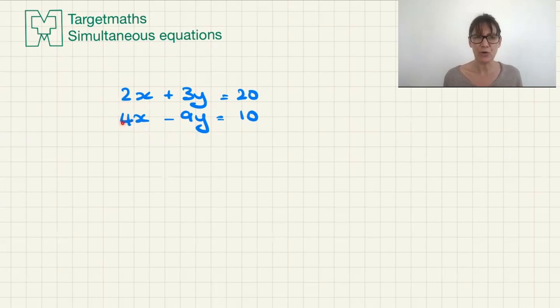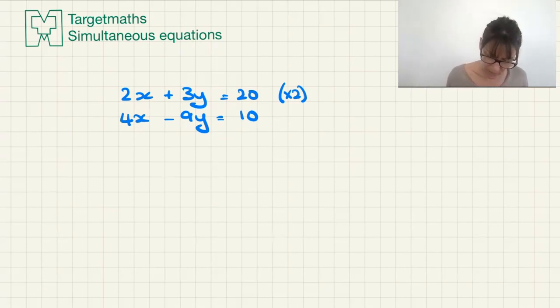Now I've already got 4. So if I double that, that would get me the match that I want. So I'm going to multiply the top equation by 2. And I've got to do every single term to maintain the equivalence of this equation. If I only do it to one, then I'm changing the question pretty much altogether.